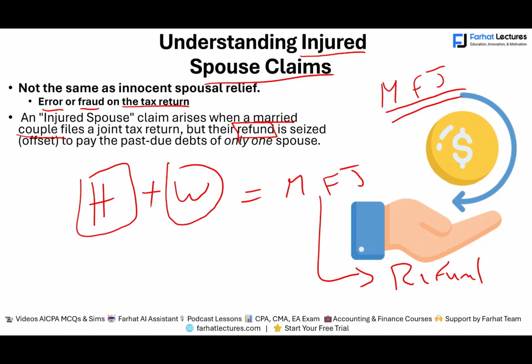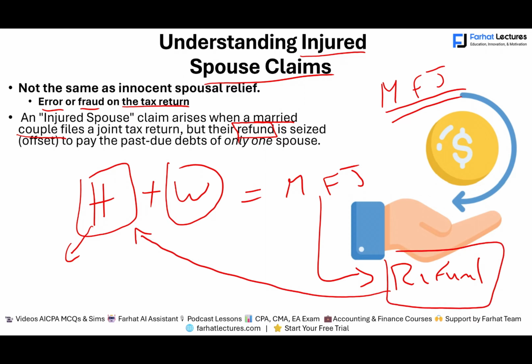But here's what happened. One of these couple, and let's assume the husband, in the past had either unpaid student loans, child support, or owed taxes to the government. So when the government sees there's a refund coming to this individual, the government will take the refund, because as far as the government is concerned, the husband and wife are one unit. It does not matter which is which.